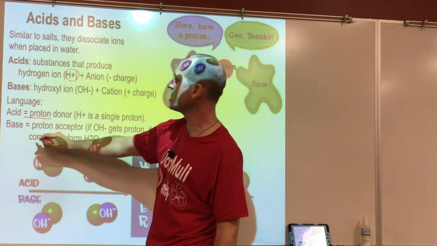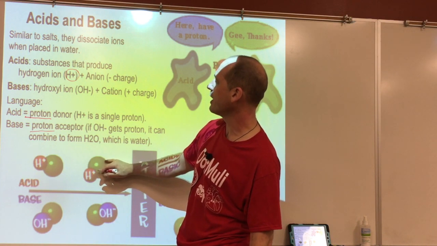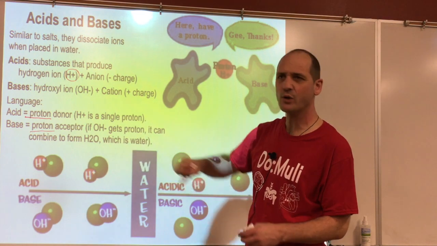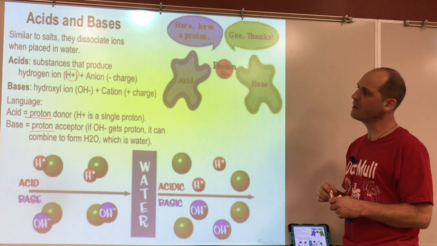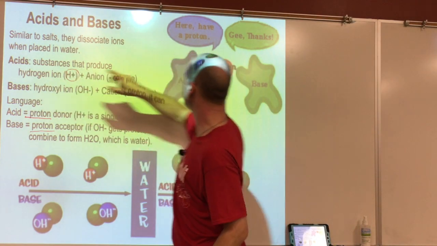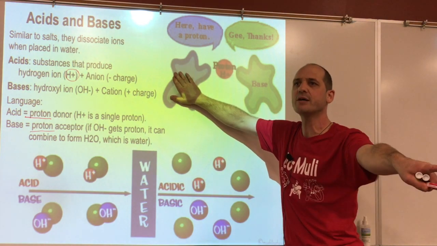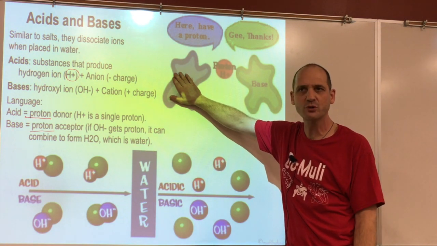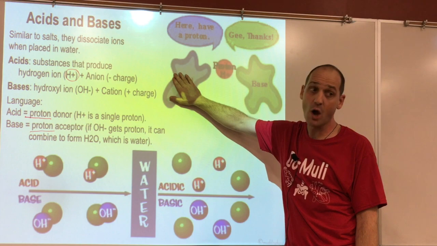And the base is known as a proton acceptor or a hydroxyl ion. If you don't get that, that's okay. We're not going to go too deep with the language. But what I need you to know is that when we put an acid in a solution into the body, the hydrogen ion gets released, and that can cause problems. If the concentration of hydrogen ions is too great in the body, we're going to have issues.